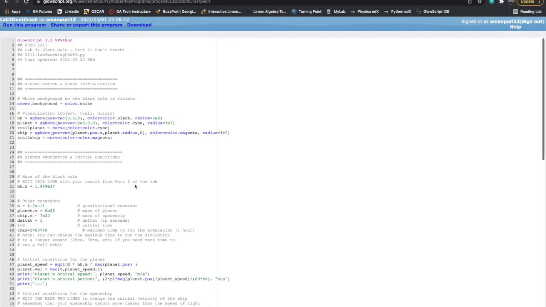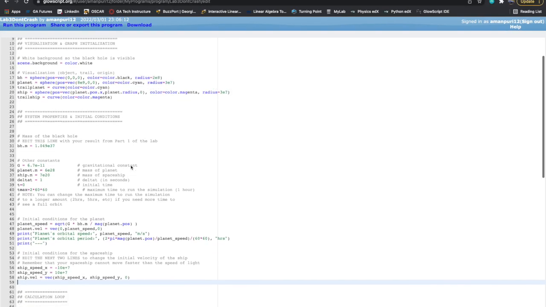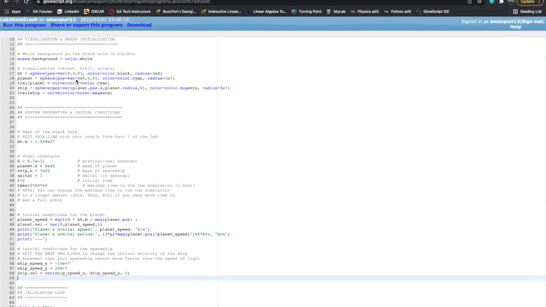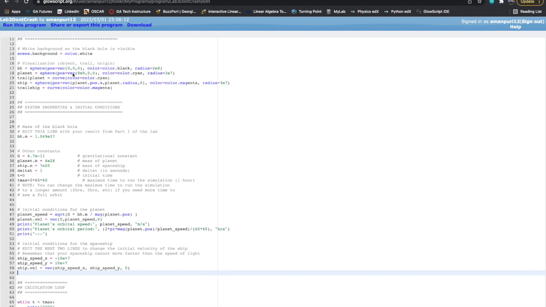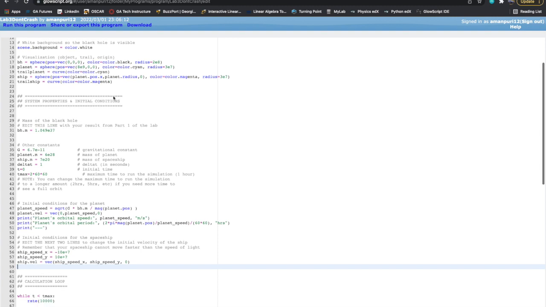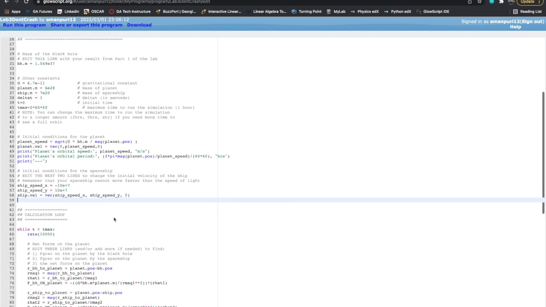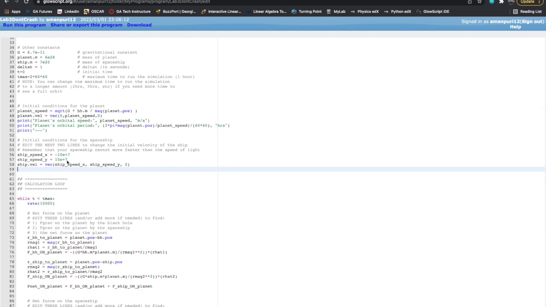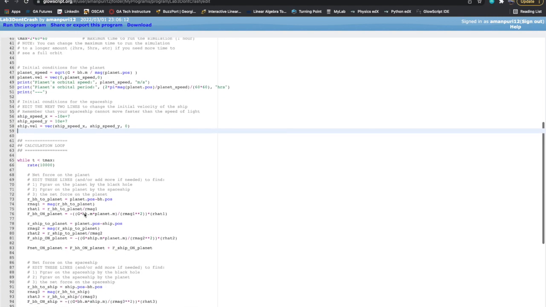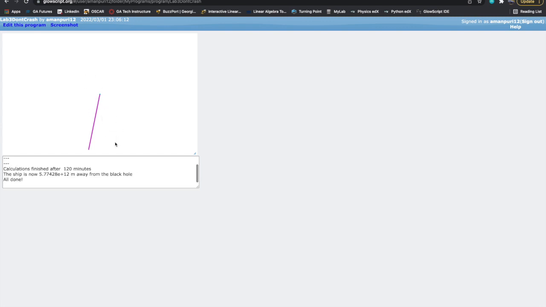GlowScript code for part 2 of the lab. So this is the position vector given by the planet, and then the velocity is updated to the escape velocity, and as you can see, when it is run, we escape the orbit of the black hole and get away from it.